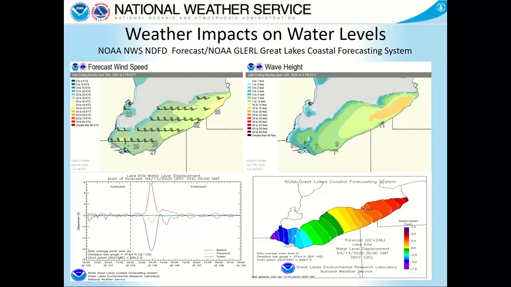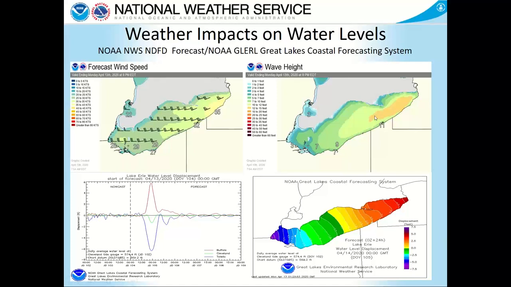This is just an example showing just how dramatic some of the impacts can be from a single weather event. I'm using Lake Erie here as an example. Due to the shallow nature of Lake Erie, we do see some large fluctuations on the lake due to storms. In this event here, this was back this spring, the upper left is showing you the forecast wind speeds on Lake Erie. And the numbers here and the colors are showing you we're expecting wind speeds, particularly on the eastern side, to be well over 30 knots.